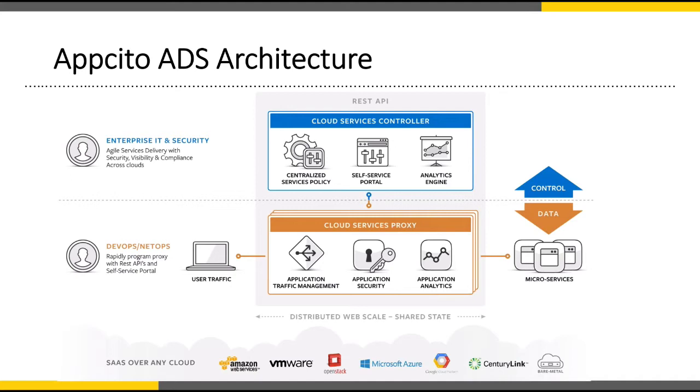It can work over any of these clouds that you see below, whether it be Amazon Web Services, Microsoft Azure, Google Cloud Platform, or on-premise private cloud deployments that are focusing on OpenStack or VMware-based deployments as well. So for anybody looking for multi-cloud deployments as well as a SaaS-based offering, Appcito's architecture becomes extremely compelling.